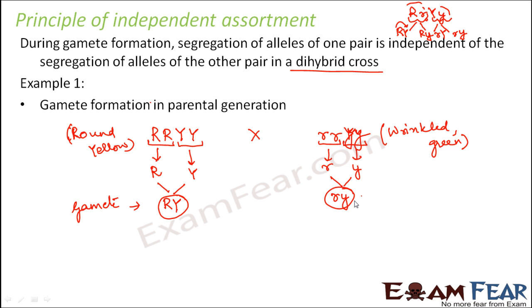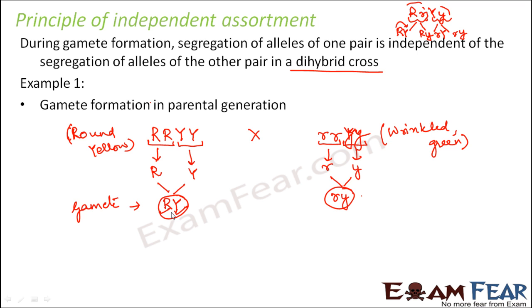So please remember that in case of a dihybrid cross, since you are considering two traits, your gamete should also have one representative of each trait. So for example here, R is representative of the seed shape, Y is representative of the seed color. So both the traits need to be represented in the gamete.